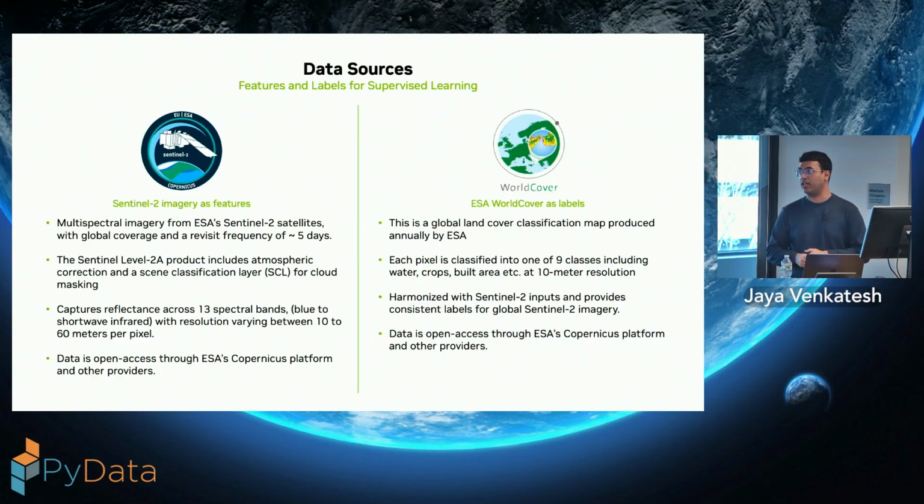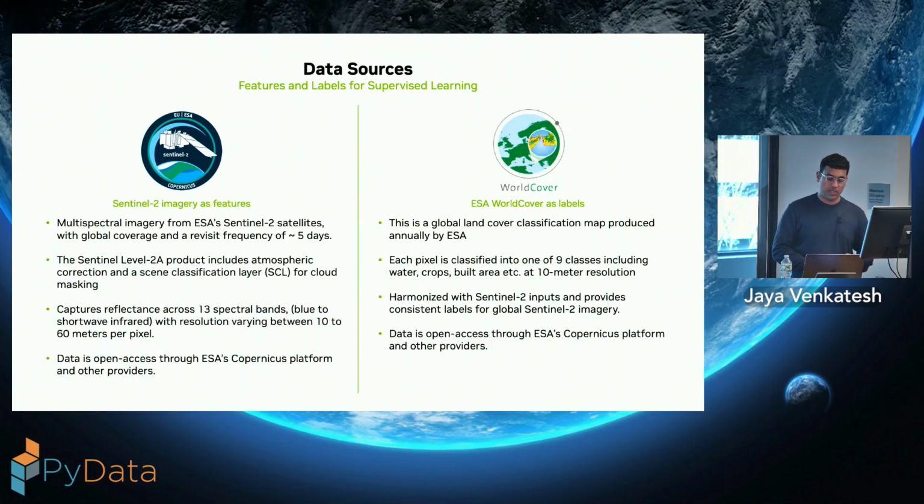It essentially covers every area of the globe and has a revisit frequency of 5 days, which means you get a new image for any area with a gap of 5 days. They also include a special band called the scene classification layer, which essentially marks out where clouds are present in a specific Sentinel-2 image. And this data has 13 spectral bands, ranging from shortwave infrared to, I think, blue. I think those are the bands which are present. The data is open access through the European Space Agency's Copernicus platform, which is their own satellite data provider. And there are also other satellite data providers which you can access this data from.